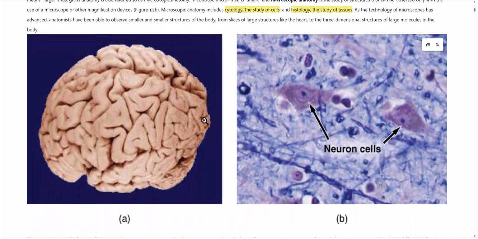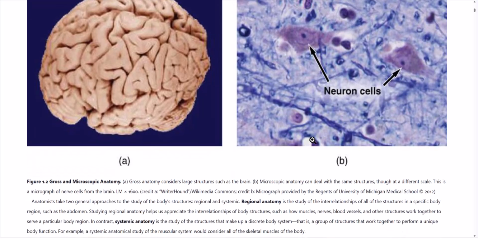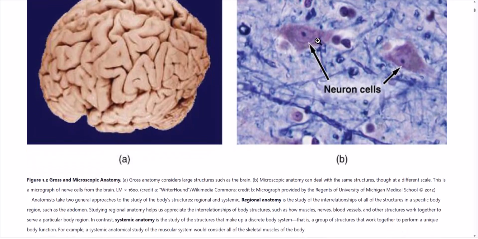So if I'm looking at a brain in the A panel, then I'm talking about gross anatomy. If I'm looking under the microscope and I'm looking at the cells that make up nervous tissue, then I am dealing with microscopic, specifically histology in this case. If I'm looking just at cells, that would be cytology.